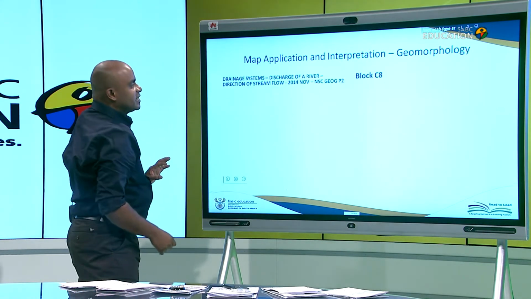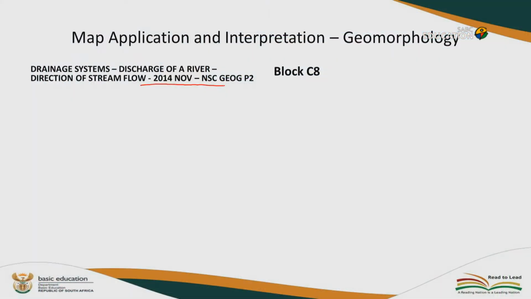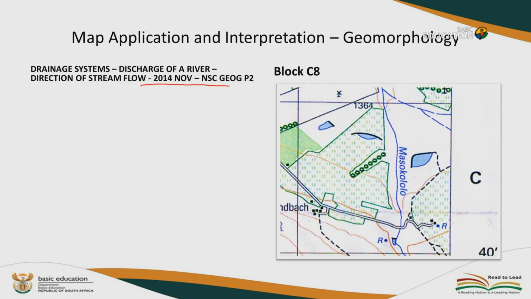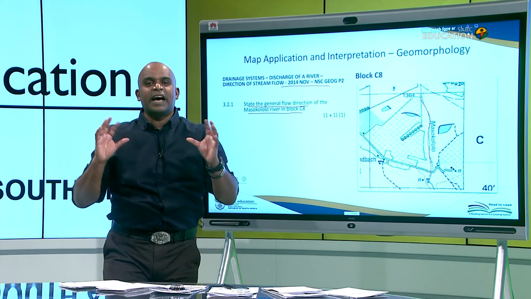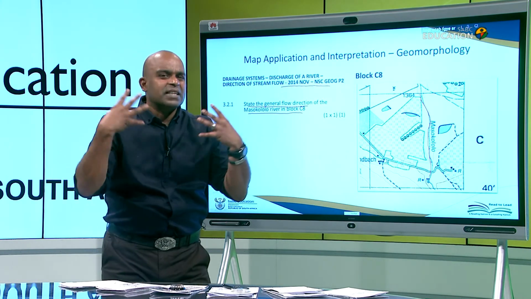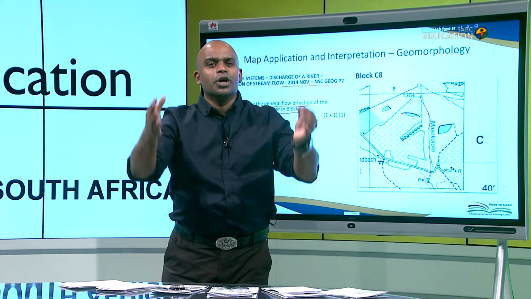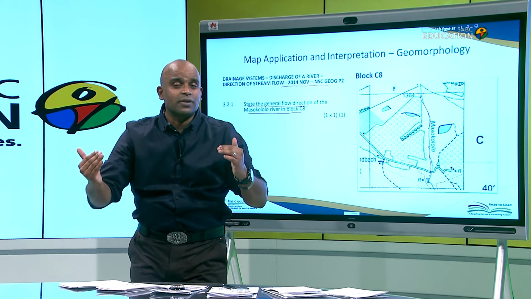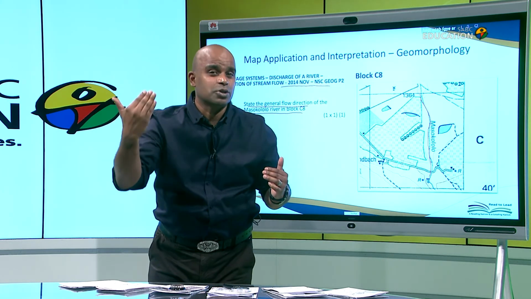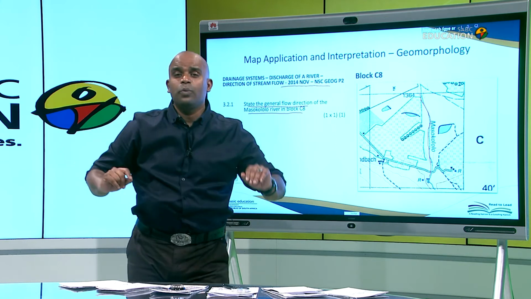In this particular example, we start off immediately with the map of Cullinan in 2014. There's the block C8: state the general direction of flow of the Masokolo River in block C8. Notice the extract. You have the Masokolo River flowing, and you are asked to determine the direction of flow of the river. What are the crucial elements and symbols you need? You will need to analyze the contours and determine the heights of the contours so that you can determine where the higher height and the lower height are.